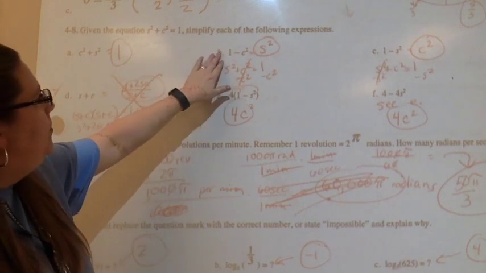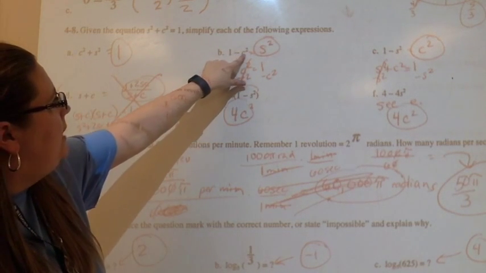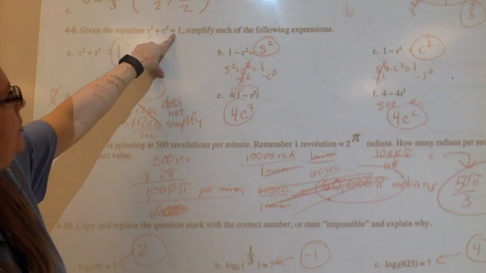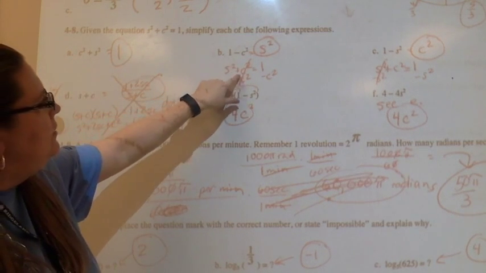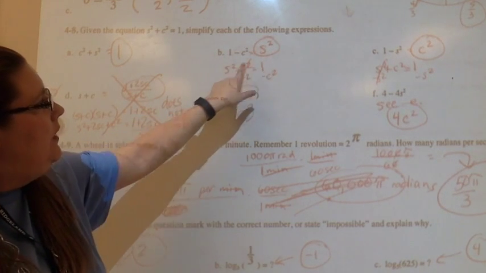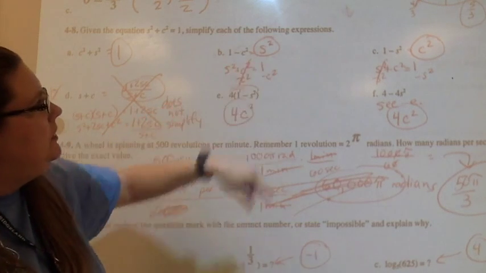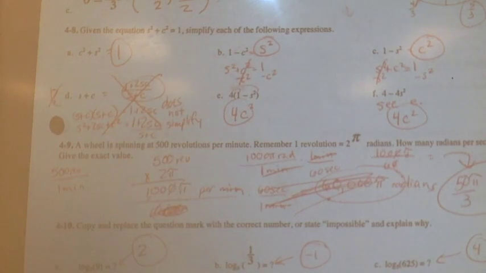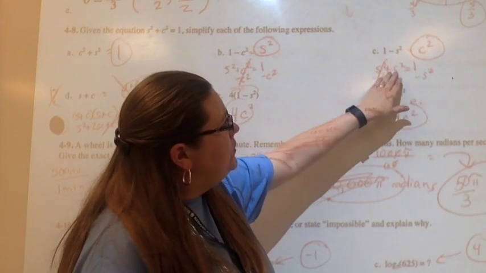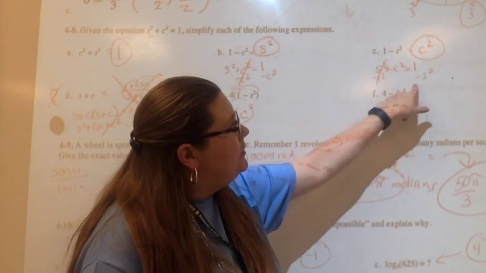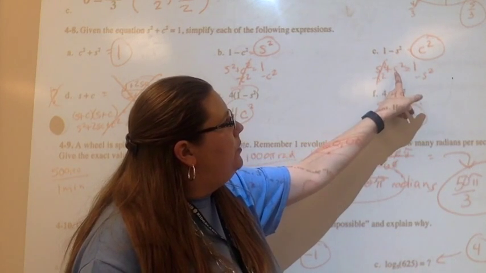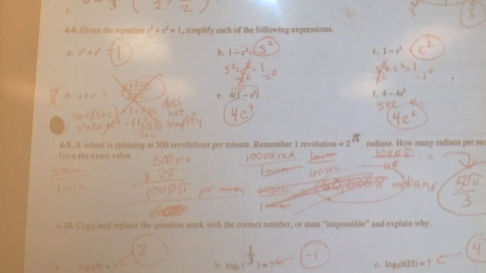Now, on part B, they have 1 minus c squared. So if I started with the original equation, s squared plus c squared equals 1, and then I subtracted c squared from both sides, that would give me 1 minus c squared, and then I would have s squared on the other side. So that simply equals s squared. The exact same concept for part C. On part C, if I start with my original equation and I subtract s squared from both sides, then I have 1 minus s squared on the right, and I end up with c squared as my response for that.